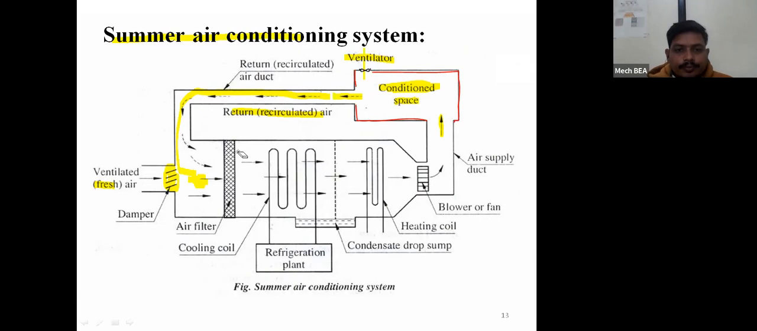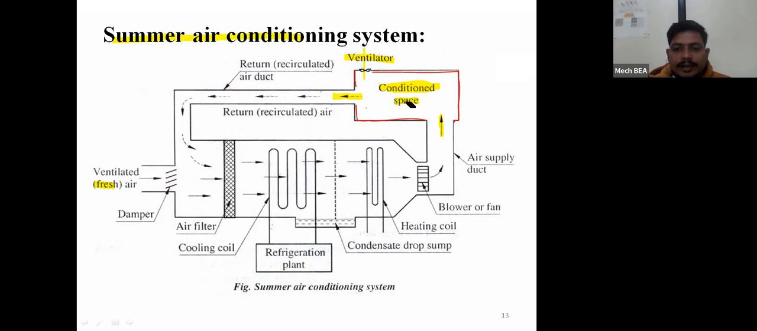So here we are mixing the recirculated air with fresh air, and that combination. The duct, or the pipeline, which is carrying the conditioned air from the conditioned space to the conditioning apparatus, will be called a duct.